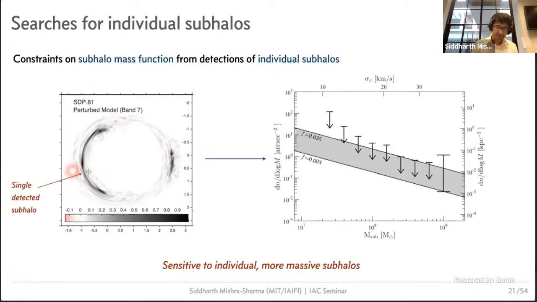They found one of 10 to the 9 solar masses and used this to place constraints on the halo mass function, the subhalo mass function. The downside is, because you're looking for subhalos that individually have a big effect, you can only really be sensitive to the higher end of the subhalo mass function. Whereas the more interesting part, which is lighter subhalos, which individually don't have a big effect, but collectively can do something interesting, those are harder to tease out with these kinds of methods.